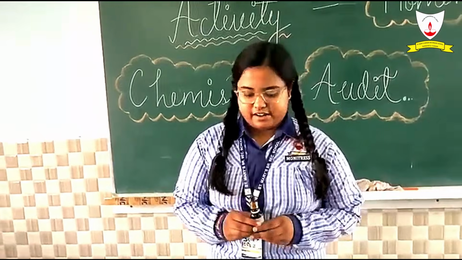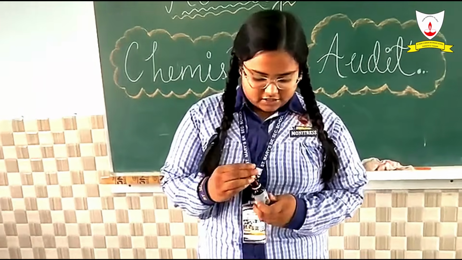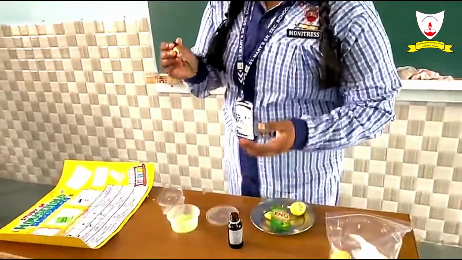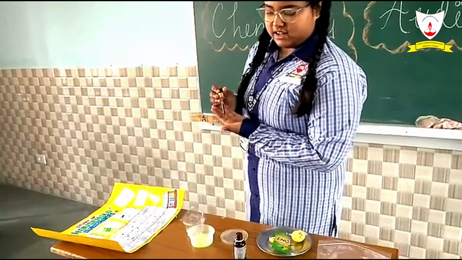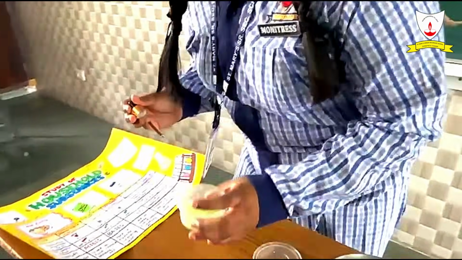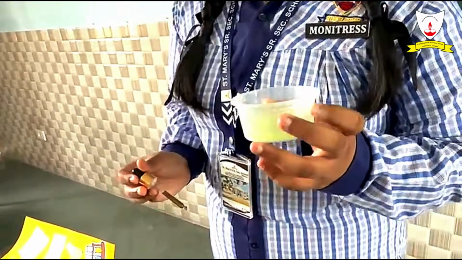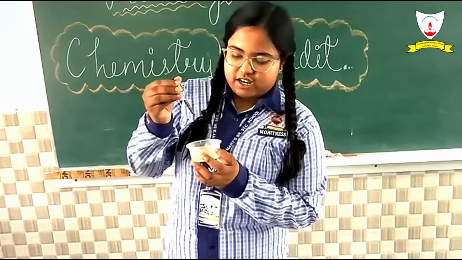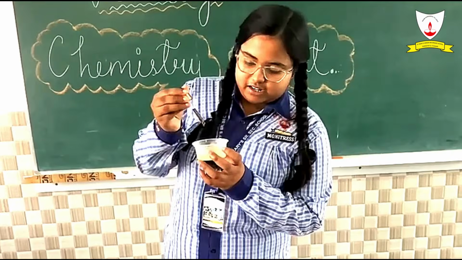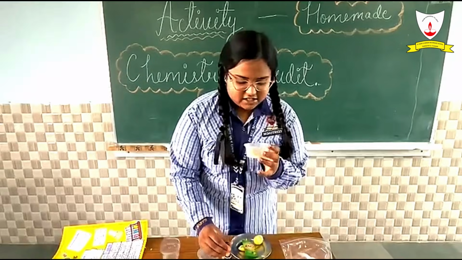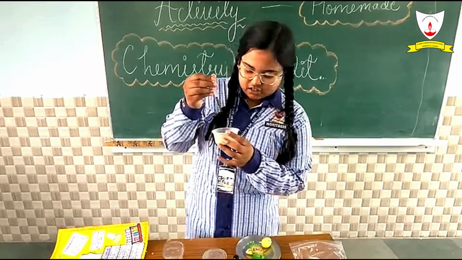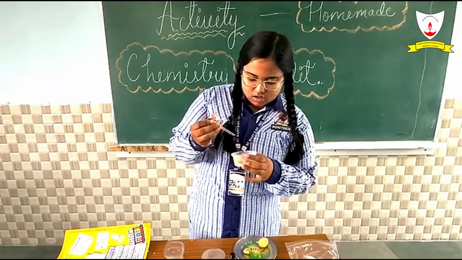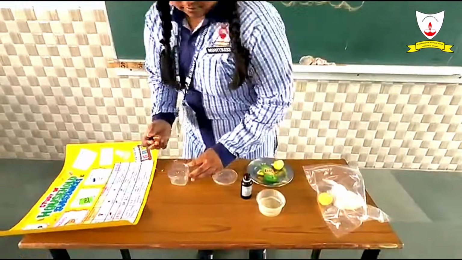I have prepared it at home using China rolls. You can see that it is slightly pink in color and it is Eno solution. It is mildly basic. When I add a few drops of the indicator to it, it will change its color. It will turn slightly green. We will see it after some time.